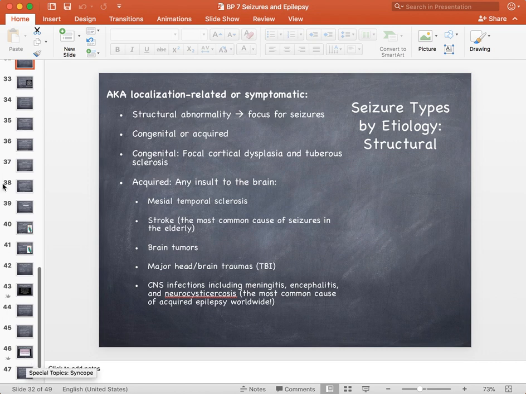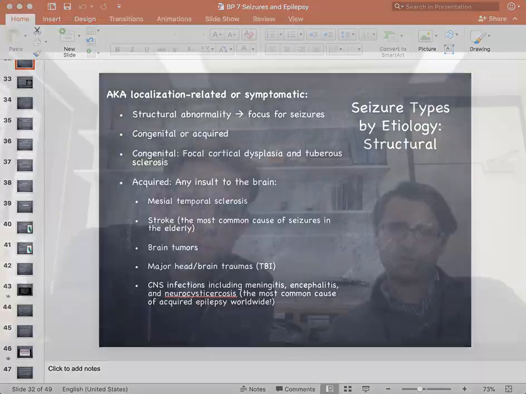So looking at, continuing by etiology, the seizure types, moving to structural. A structural abnormality in the brain equals a focus for seizures. So something that's different, that for whatever reason shouldn't be there, whether it's congenital, or acquired due to some sort of trauma, infection, whatever. Brain doesn't like that. It's going to be sort of an irritative focus, and seizures can emanate from that. As far as congenital causes, focal cortical dysplasia or tuberous sclerosis are quite common.